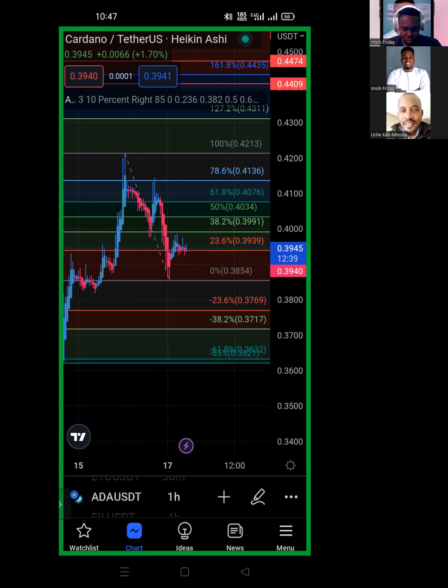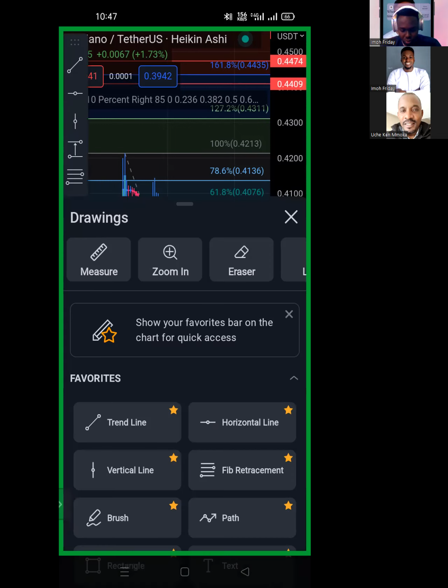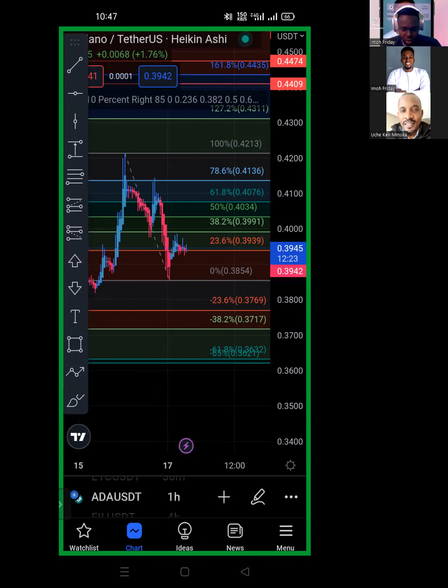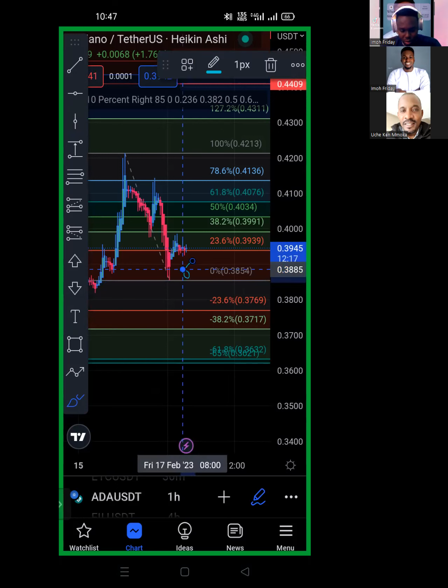I wish I can get my tools here to the point. Let me see. Okay, so this part is from 0 to 100 here. This is the range.